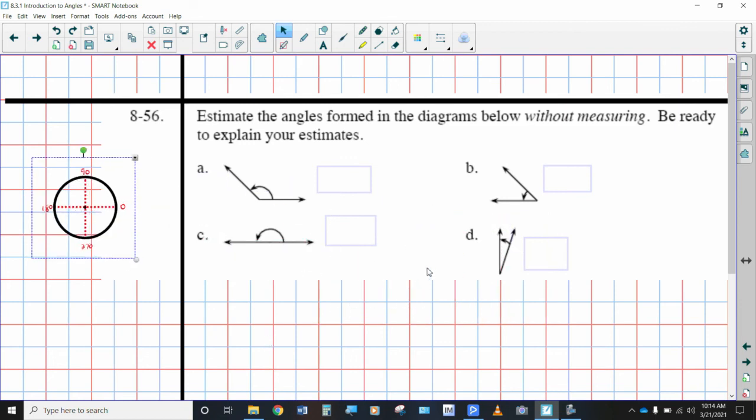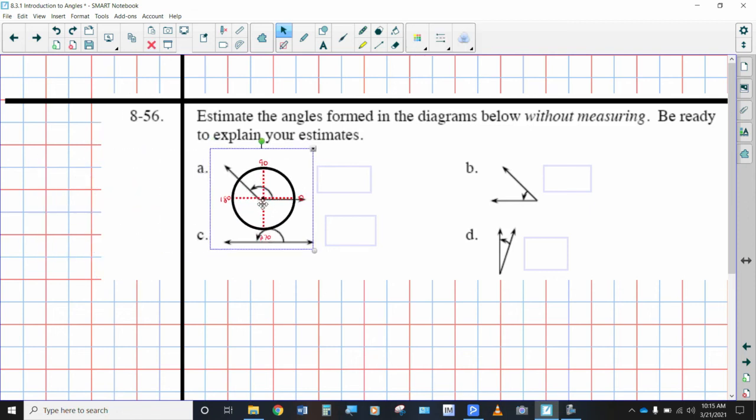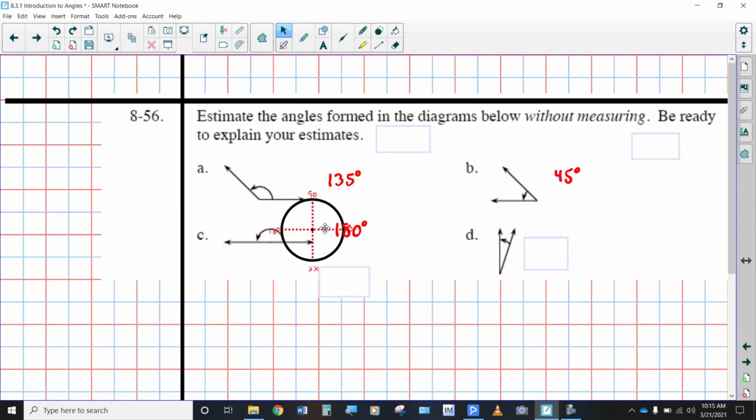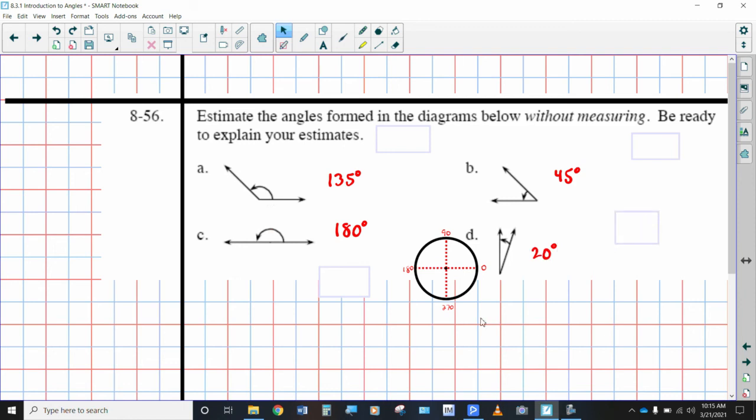And I'm going to go ahead and do the reveal now. If you're not ready to make those decisions yet, you pause and write in all your answers. But I'm going to reveal. This one looked like it was close to 135. This one looked like it was close to 45. This one is pretty obvious. Everyone knows that's 180, right? And then this one, what did we say? Something pretty close to 20 or 30. I said 20 degrees.